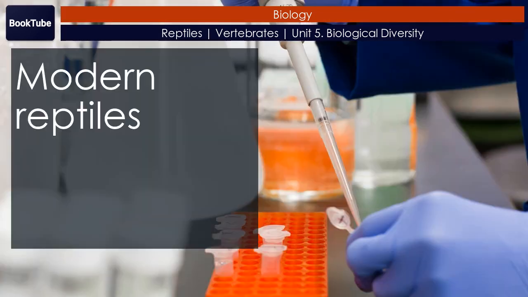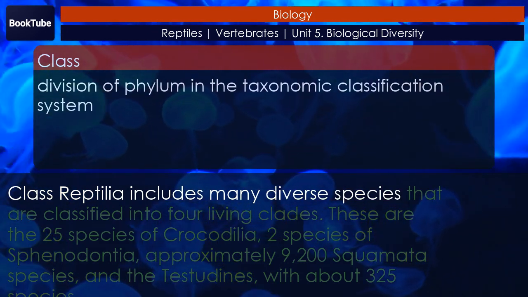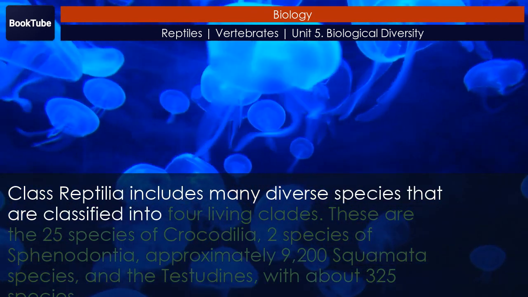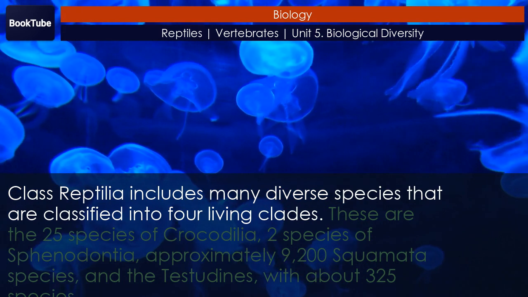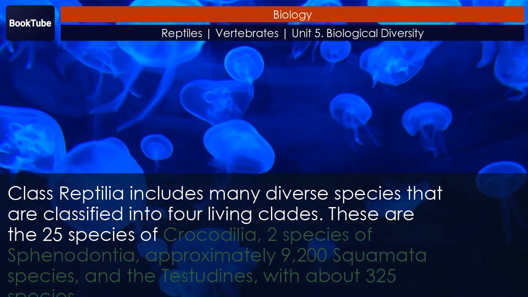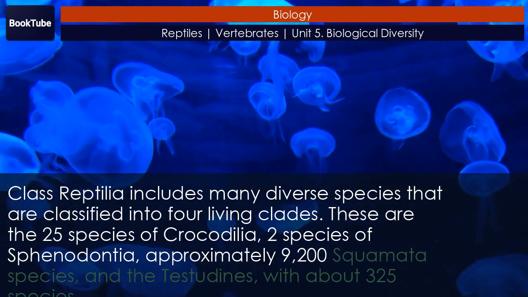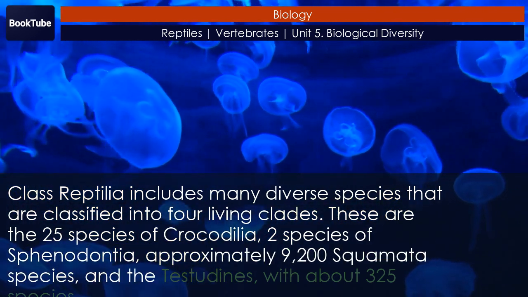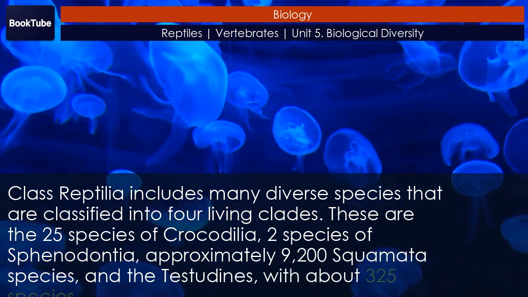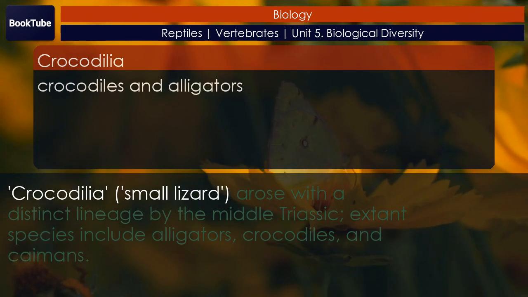Modern reptiles. Class Reptilia includes many diverse species that are classified into 4 living clades. These are the 25 species of Crocodilia, 2 species of Sphenodontia, approximately 9,200 Squamata species, and the Testudines, with about 325 species. Crocodilia.